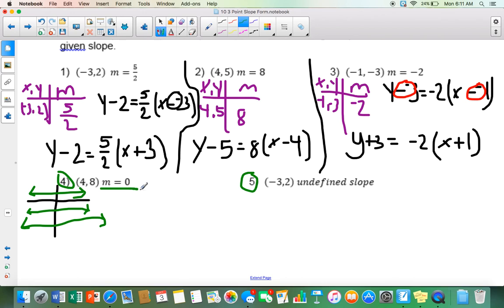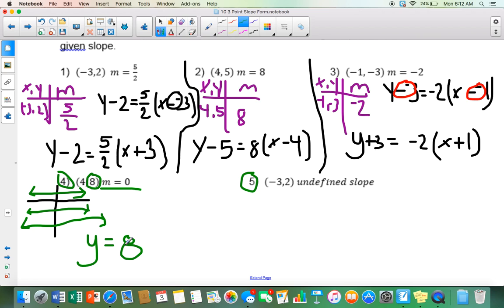So when I have a 0 slope, no matter what form I'm writing it in, whether it's standard, point slope, or slope intercept, I write them all the same. Because it's going through the y-axis, I find the y value in my coordinate point, and I write y equals 8.